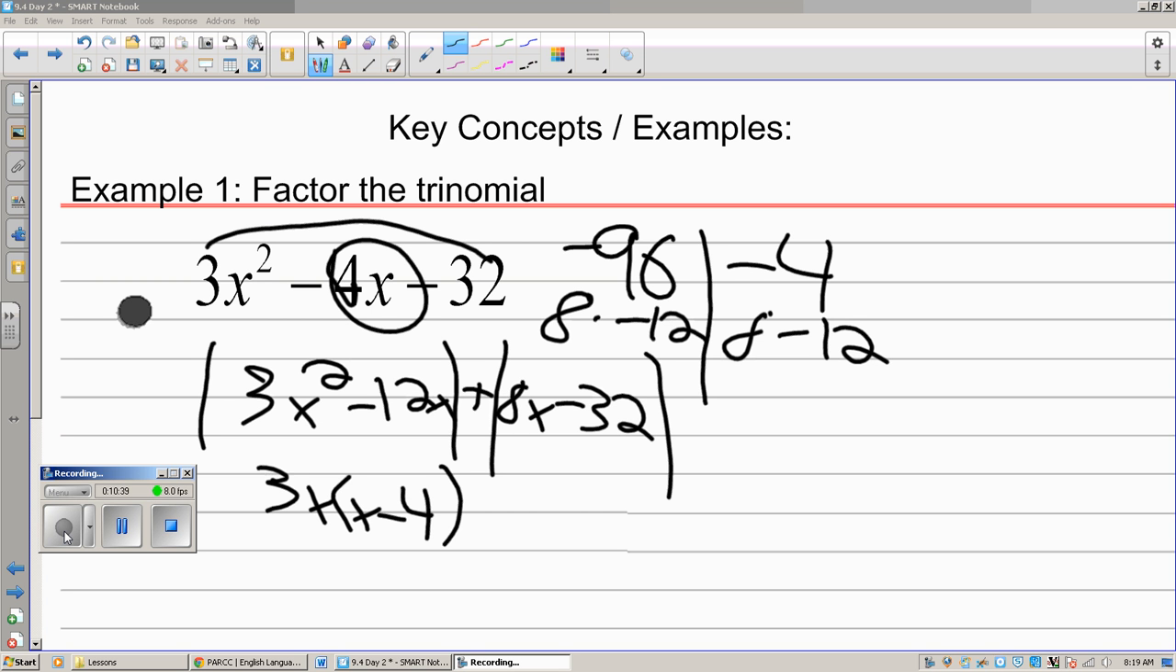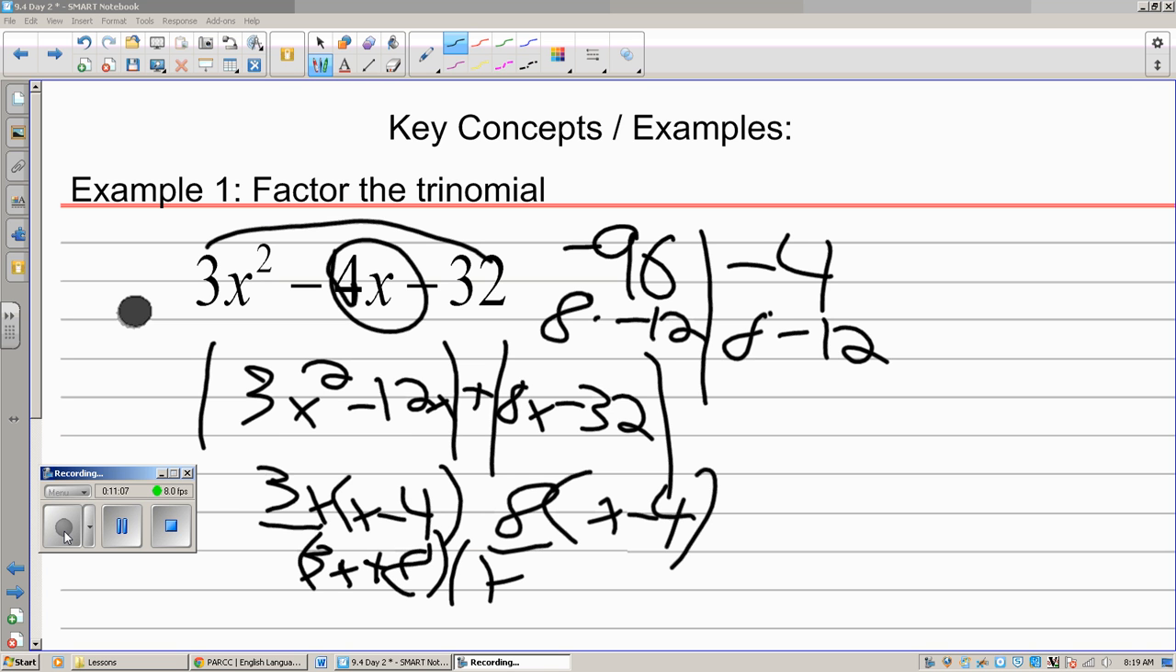That's what I did. And then out of this one, I factored out 8 because that's the greatest common factor. So that left me with x minus 4. Since these both are multiplying x minus 4, then the answer was 3x plus 8 times x minus 4.